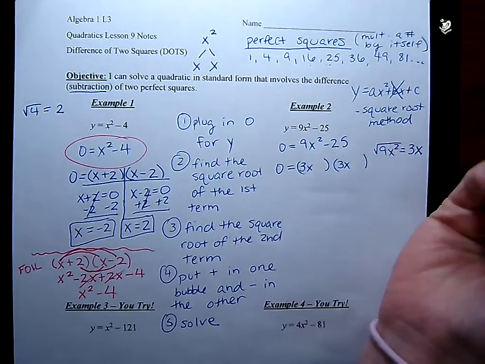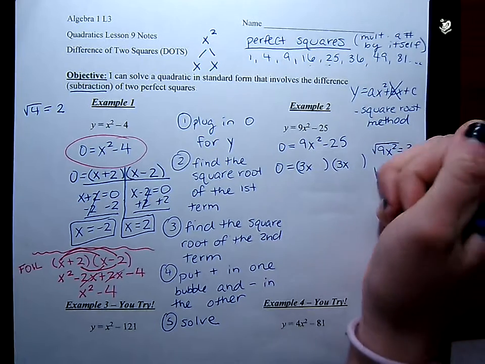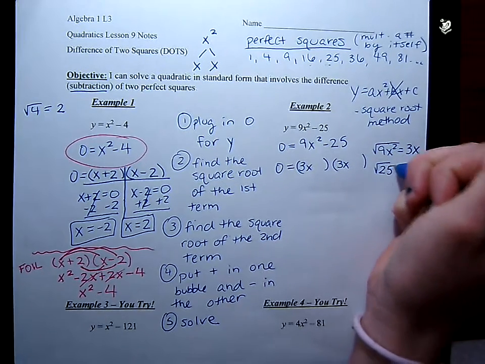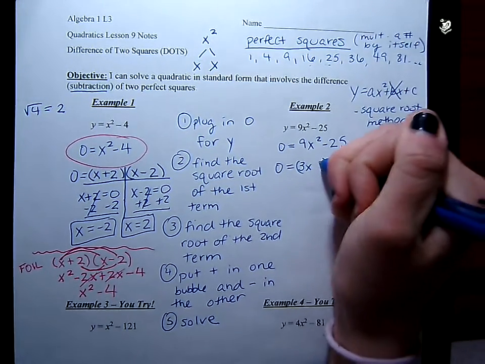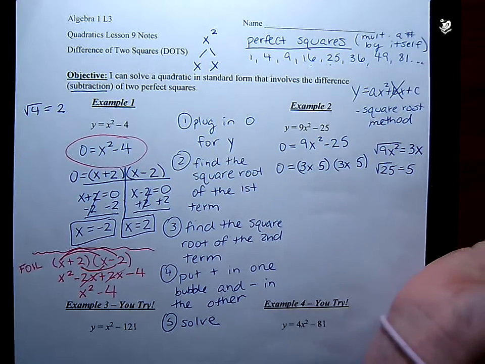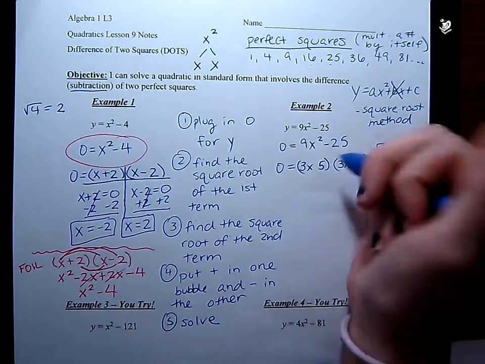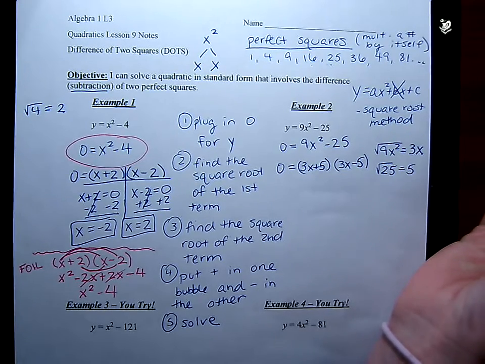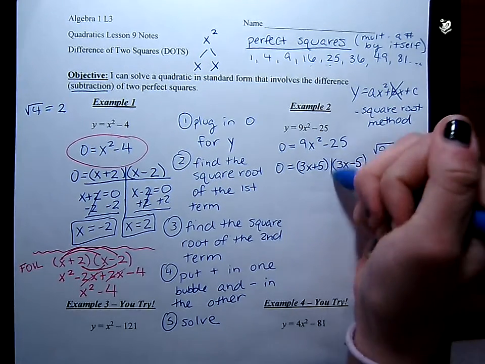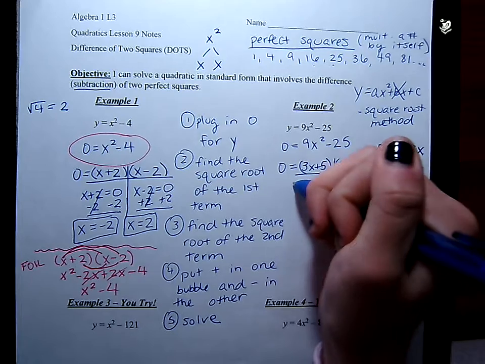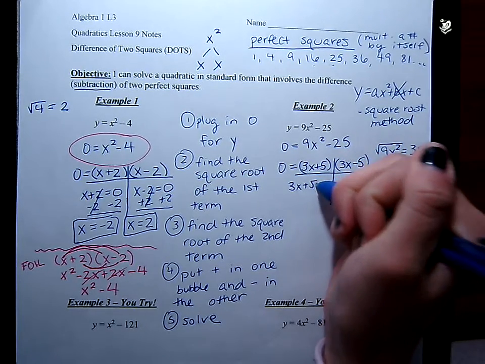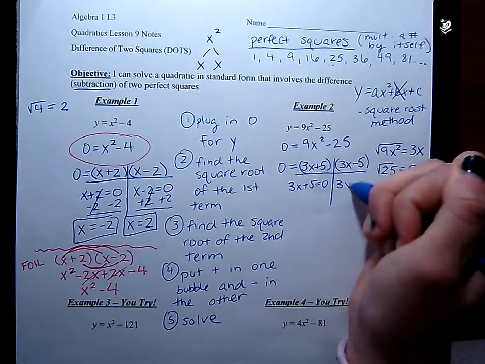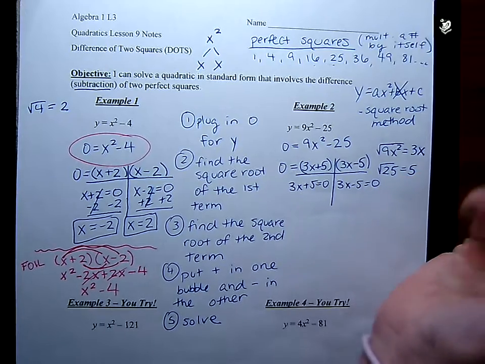Find the square root of the second term. The square root of 25 is 5. So I'm going to put 5 and 5 into my bubbles. Put plus in one bubble and minus in the other, because remember they're going to match, just have opposite signs. And now we're going to do the zero product property to solve. So 3x plus 5 equals 0 is one. 3x minus 5 equals 0 is the other.